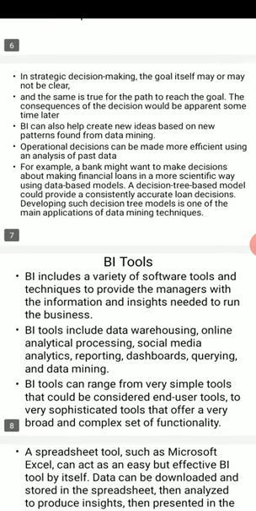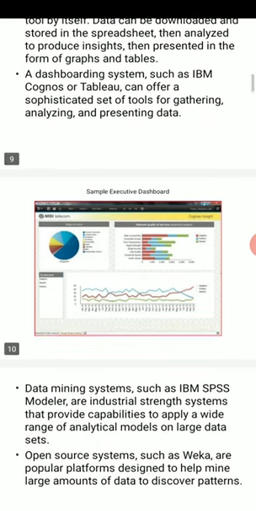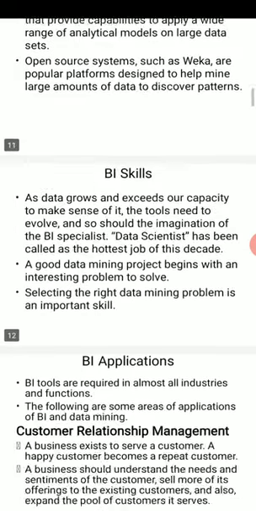So we have also come across business intelligence tools. There are several tools such as spreadsheet tools, Microsoft Excel, and other graph tools, and dashboarding tools such as IBM Cognos, Tableau, etc., which are used for analyzing our data.